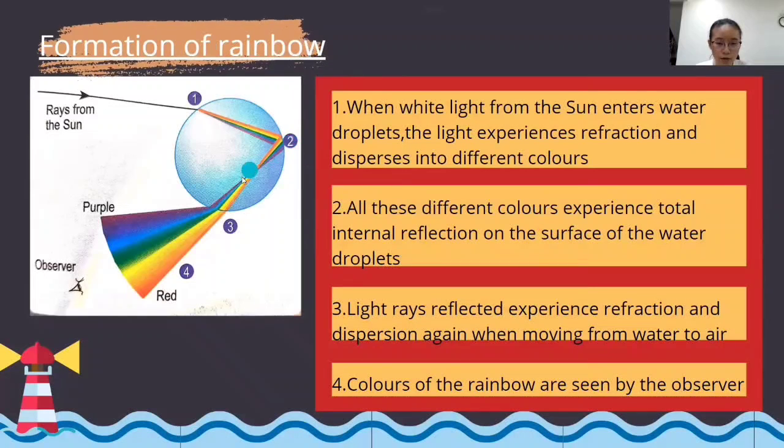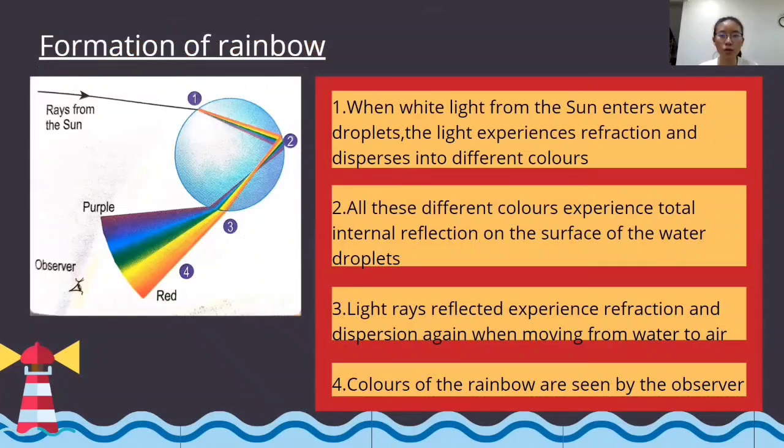The reflected light rays experience refraction and dispersion again when moving out from the water to air. Moving out from the water to air here. And lastly, the colors of the rainbow are seen by the observer. Now we will watch a video about the mirage. So please pay your attention.